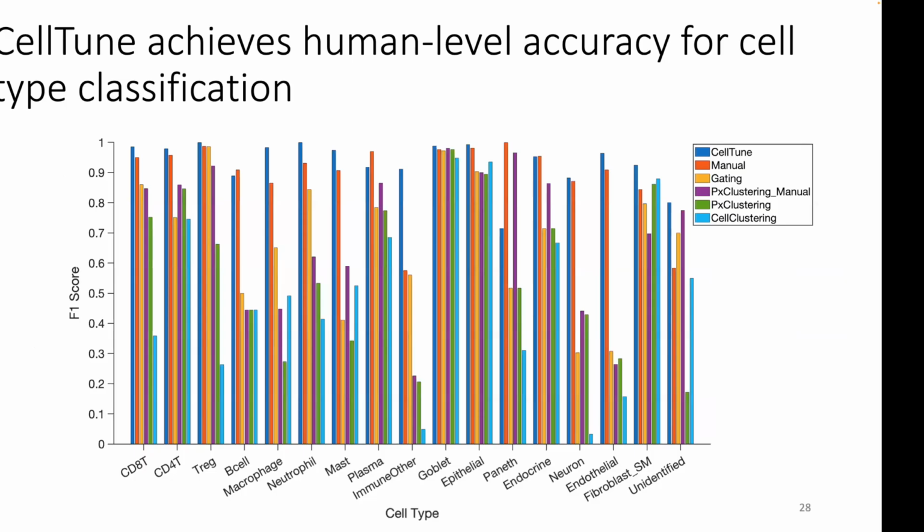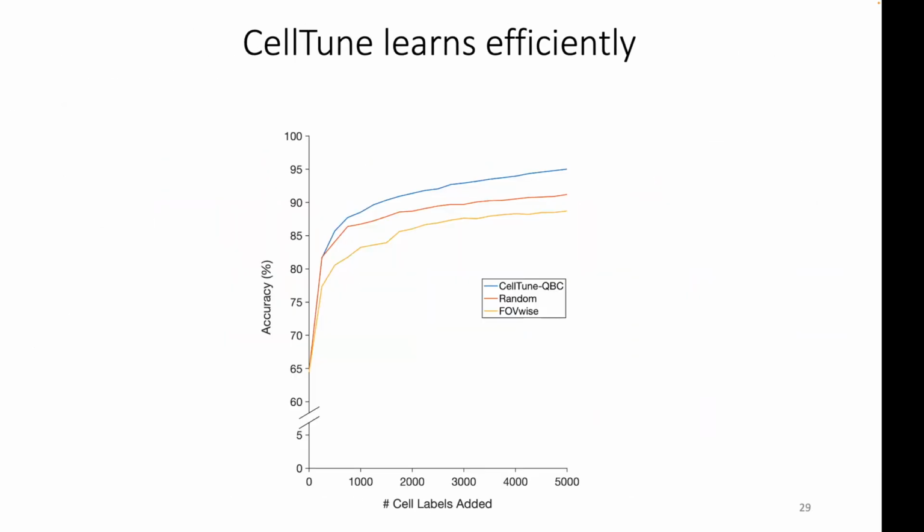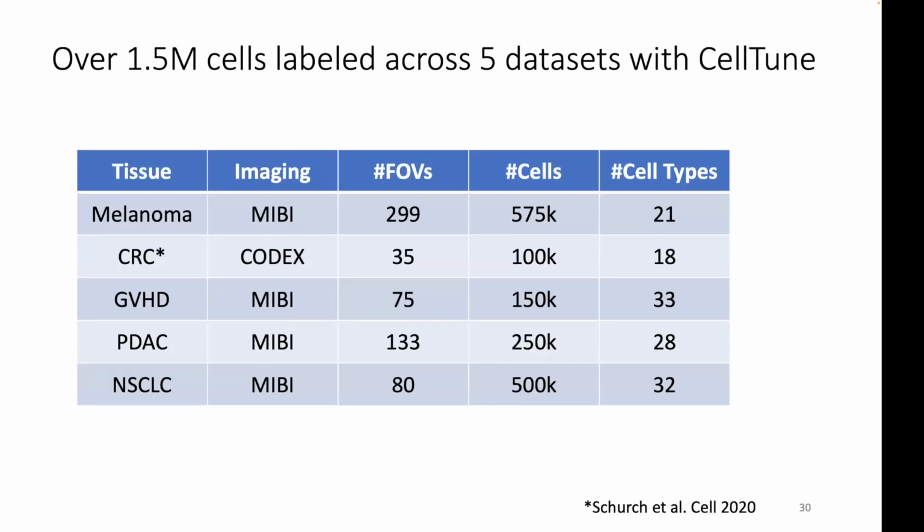And these are just specific cell types. So we see that for certain cell types, a lot of the pixel clustering gating methods do very poorly on the F1 score, but they're not a lot of cells. So we want to do well across cell types. This method is really efficient compared to labeling randomly or by field of view, in that our accuracy saturates faster with less cells labeled. And we've done this for a lot of cells across 5 data sets. Here it's showing 1.5 million cells, but we've actually added a few recently.